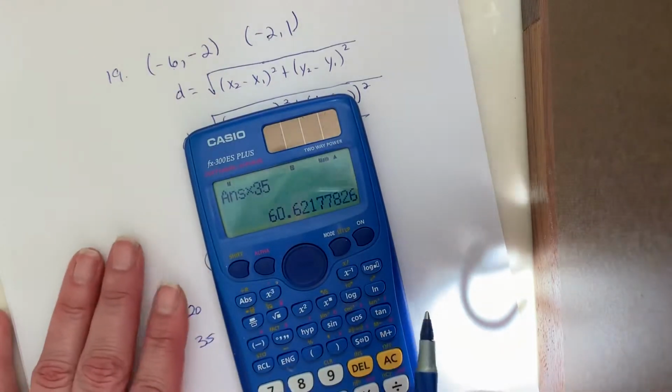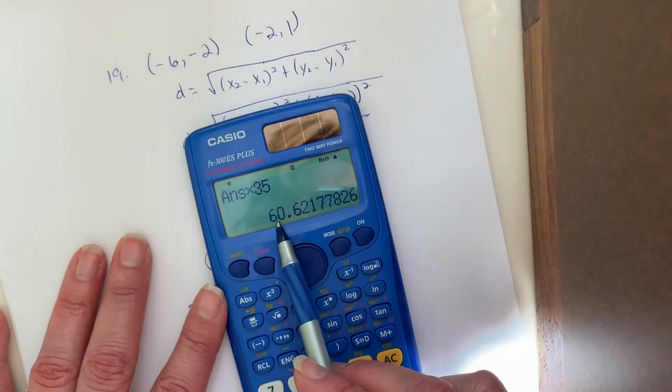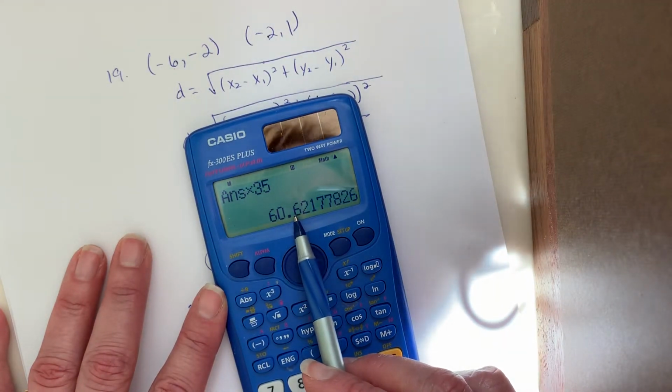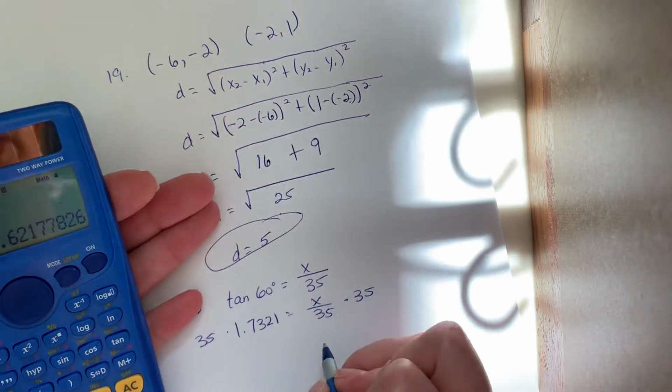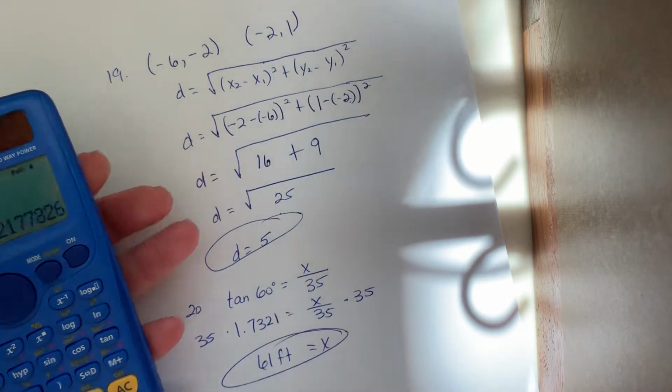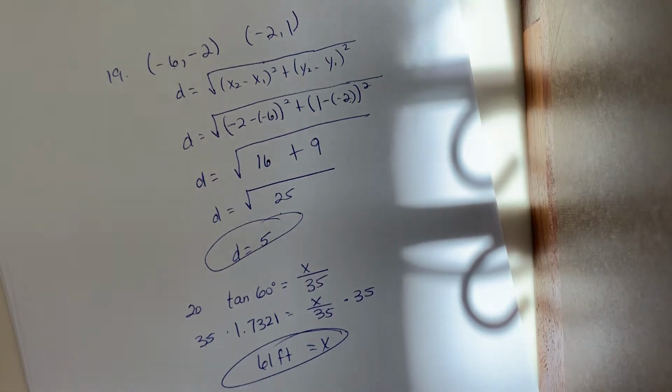60.621. Okay, it wants it to the nearest foot. So we're rounding at the ones place. We look one digit to the right, it's a 6. So 5 or more raise the score. And so our answer for x is 61 feet. All right, so that's our answer for number 20.